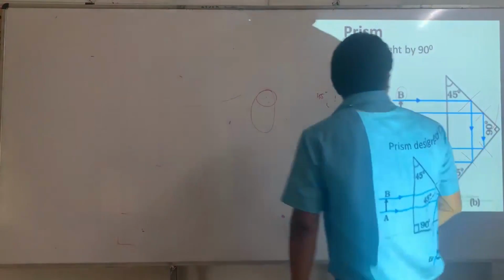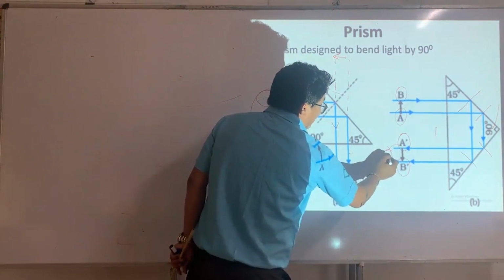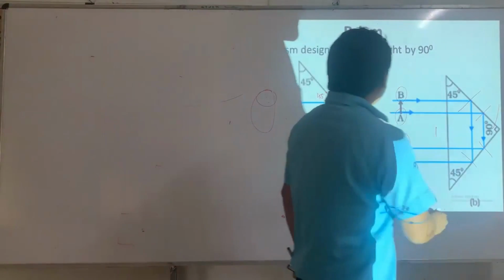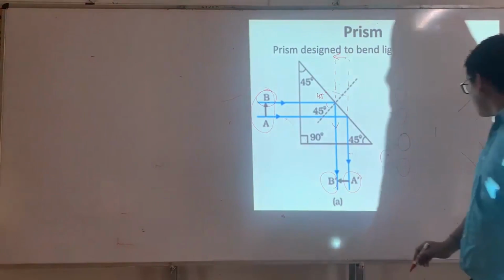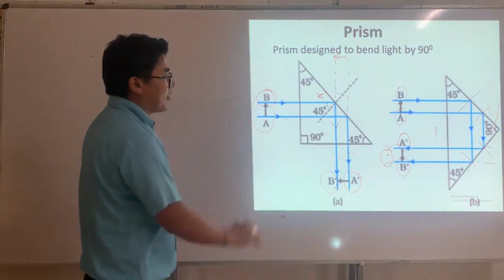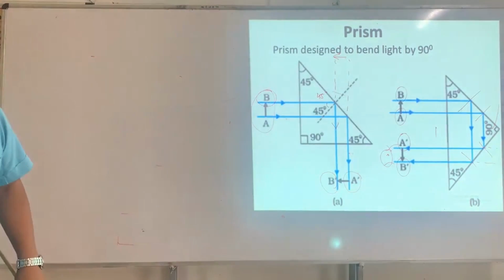So therefore you say, when you see from this side, this is I, if you see from this side, you will see the object like this. Alright, so this is going to be again inverted. This is going to be again inverted. This is apparent, right? So this is for glass prism.